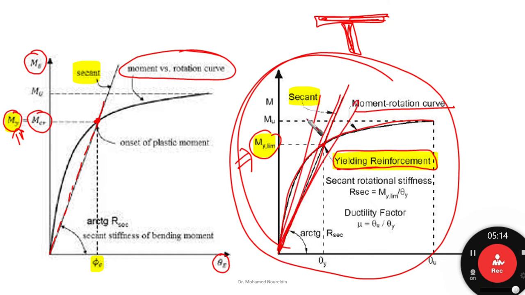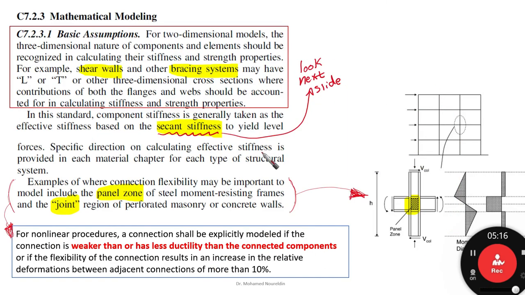So this is a question maybe in your mind. So that's the answer for it. Specific direction on calculating effective stiffness is provided in each material chapter for each type of structure system. So material chapter here means that if we're having an RC chapter, we have a steel chapter, a wood chapter, and so on.